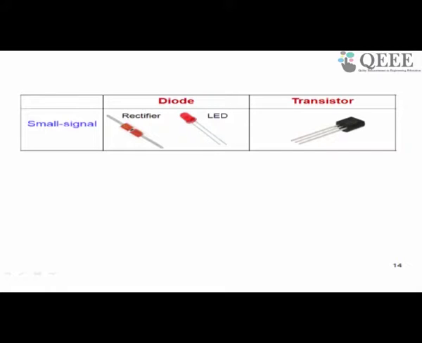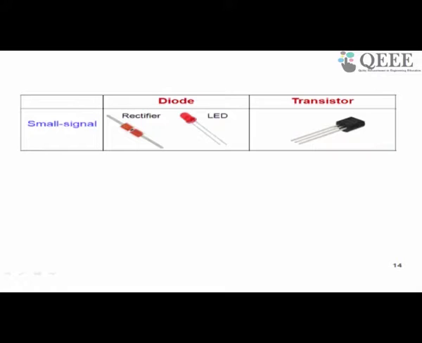Small signal devices. Small signal devices are those which carry small amounts of current. Now you will ask me, what is meant by small amounts of current? So currents of the order of, say, microamperes to tens of milliamperes. That would be a device, right, which is a small signal device.